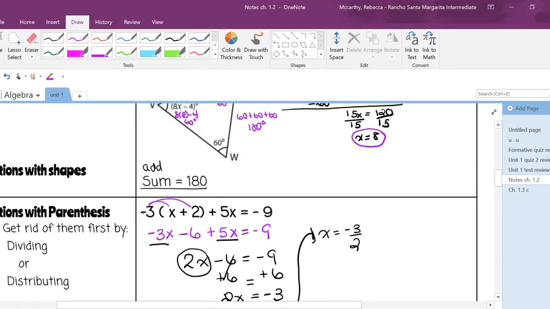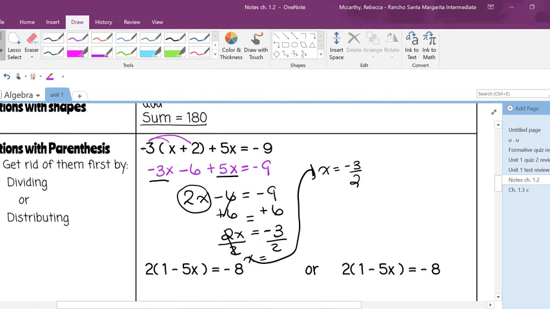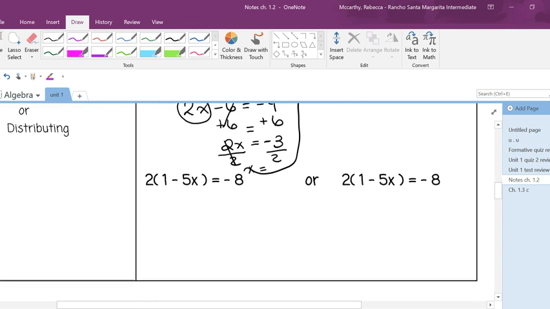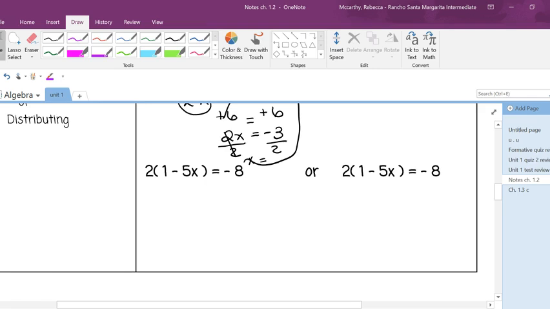And I'm not going to be an ogre and have you check fractions. When you get a nice clean whole number, please check your work. Okay. Let's look at this one. I said there was 2 ways of doing them.